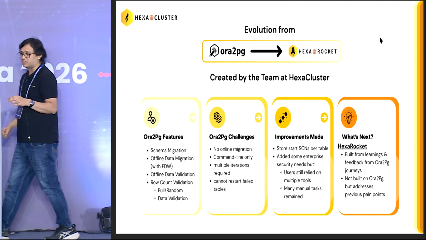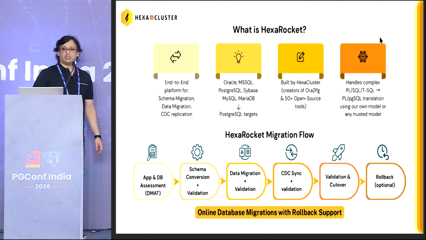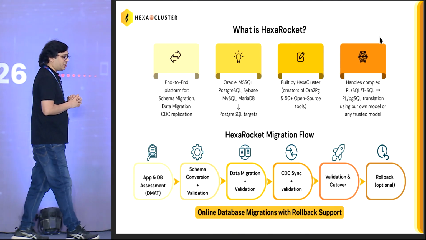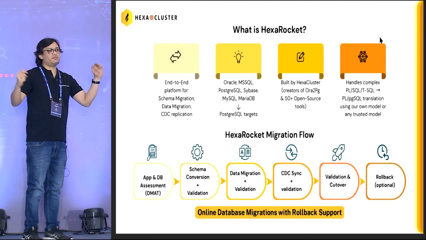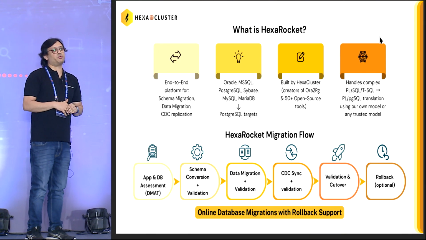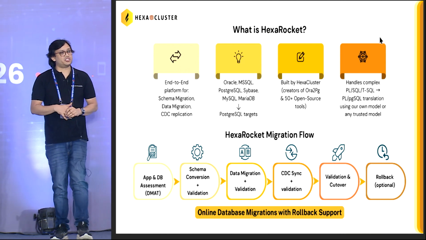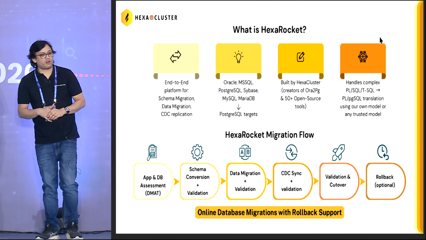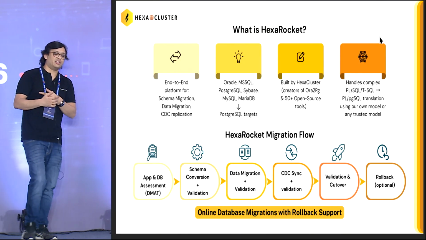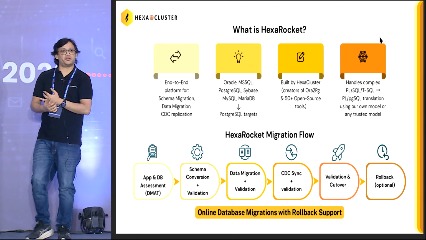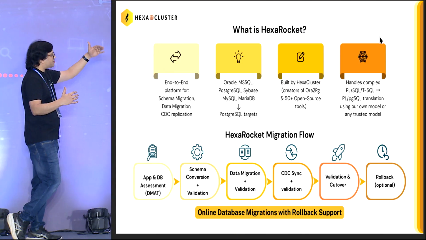It's built from the learnings of Ora2Pg, but it's actually not built on Ora2Pg. What is HexaRocket? I would say in a simple way that it's an end-to-end database migration tool supporting data migration, CDC for online migration, and majorly 100% schema conversion with validation, right? It currently supports Oracle as a source, SQL Server, Postgres as well, Sybase, as well as MySQL and MariaDB as a source. So you can migrate end-to-end from any of these databases to Postgres.